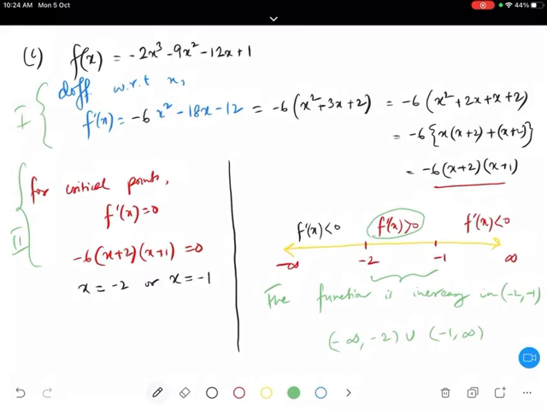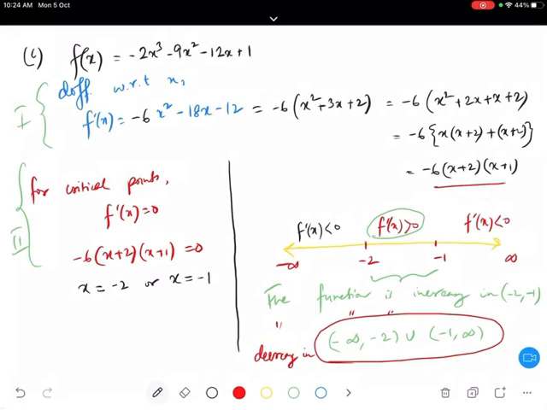Yes, that's right. Very good. So write down: the function is decreasing in this interval. Okay, clear? The function is decreasing in this interval. Understood? Yes or no?